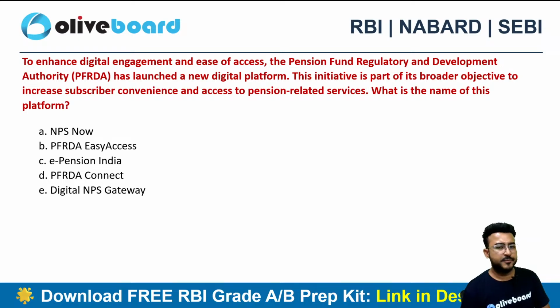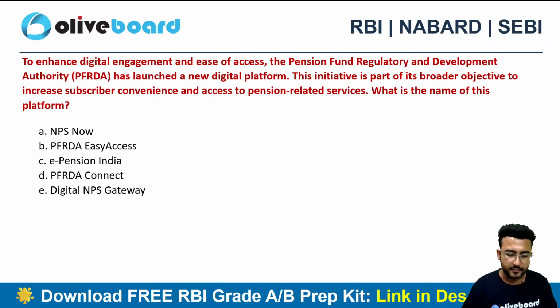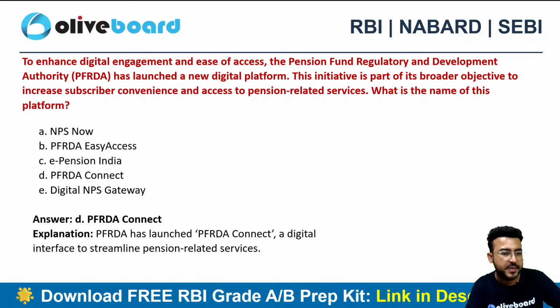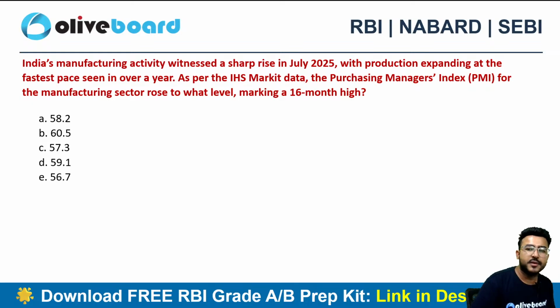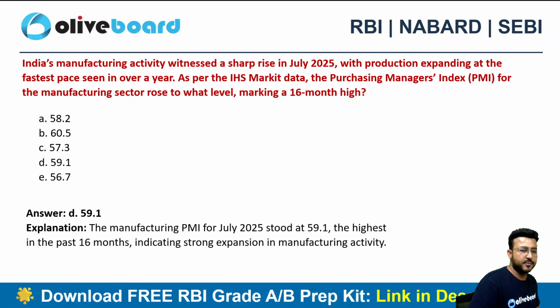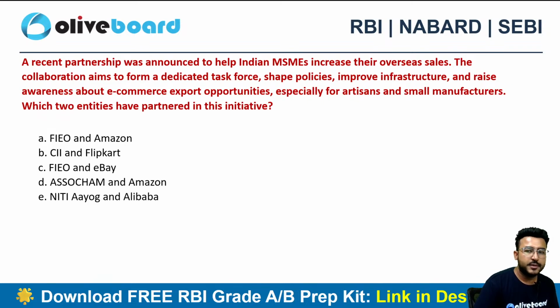PFRDA initiative, launching of a new website. We have already discussed, this is under the PFRDA Connect, right? Option D. Next one, tell me the PMI activity. July 2025 PMI activity. Again, it will be better if you can remember the latest data, right? This is the July data. It used to be 59.1.